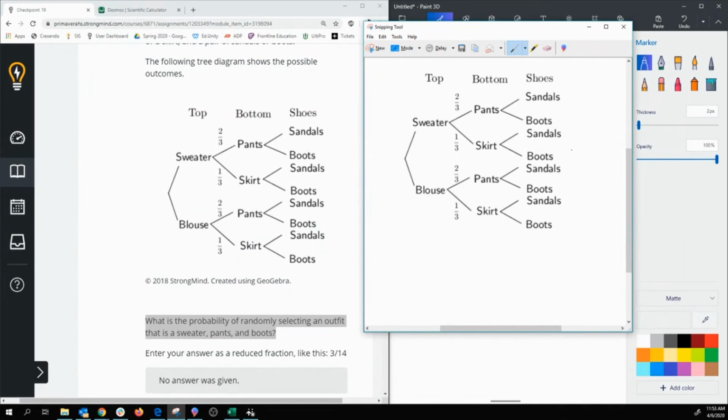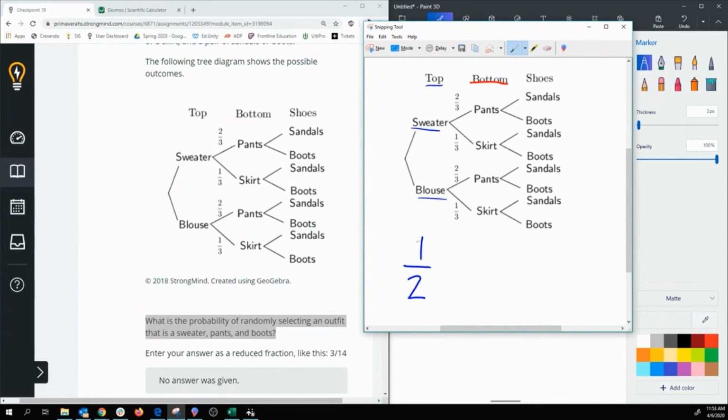So because we're using the word and in our probability question, that means we're going to multiply our probabilities, right? So if we start with the very first column, looking at tops, if I need to know what's the probability of her picking a sweater, right? She can either pick a sweater or a blouse. So what would be the probability of her picking that sweater? 1/2. Perfect. Yes.